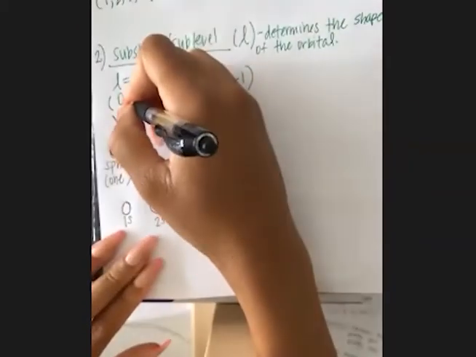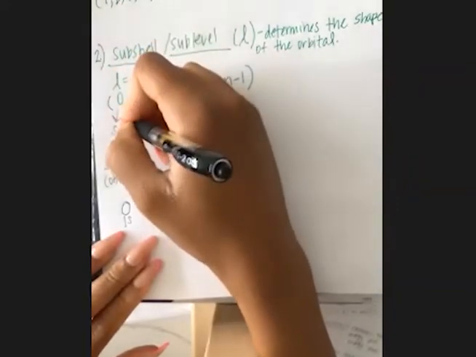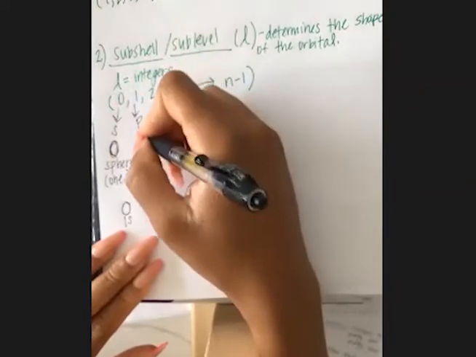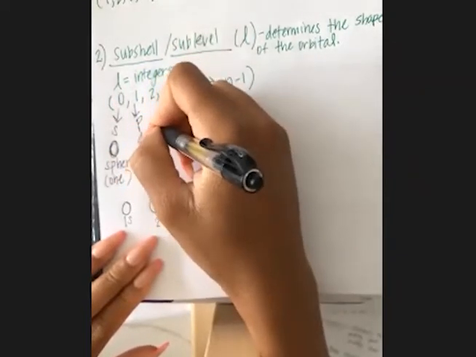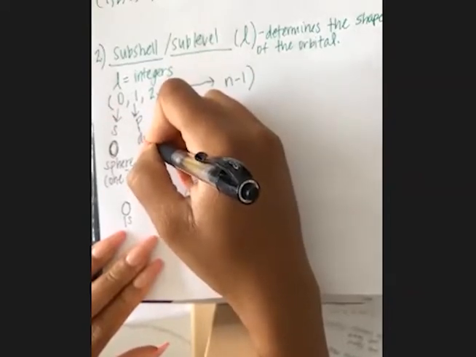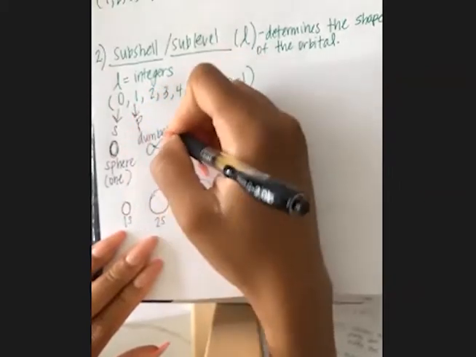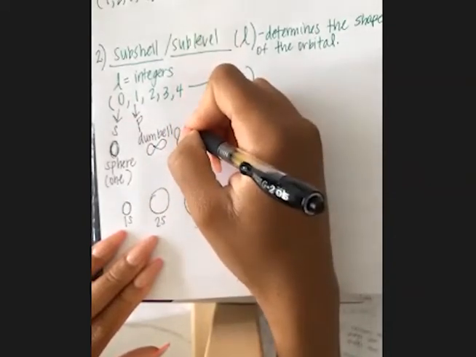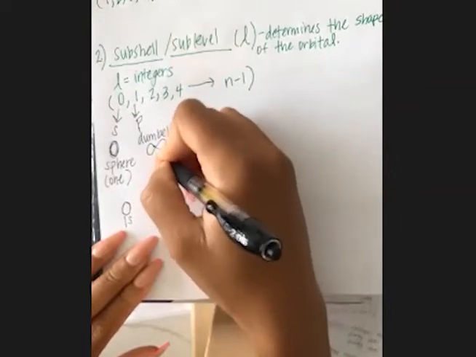And then if I say L equals 1, we're going to call those the p orbitals. And the p orbitals are in the shape of a dumbbell. And the dumbbell, remember, just think of a dumbbell weight. It looks like this. And there are 3 p-shaped orbitals. There's always going to be 3 of them.